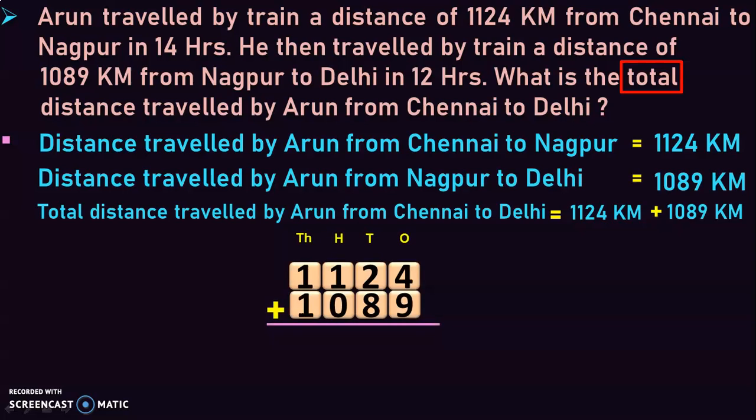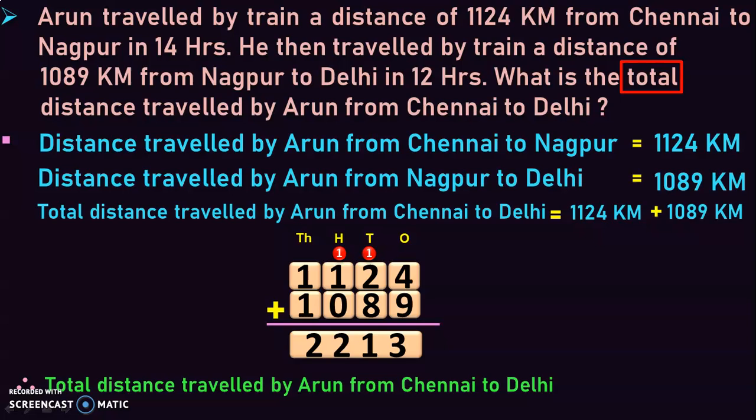Let us begin by adding from ones place. 9 plus 4 is 13. 3 carry over 1. 1 plus 2 is 3 and 3 plus 8 is 11. 1 carry over 1. 1 plus 1 is 2 and 2 plus 0 is 2. And in the thousands place you have 1 plus 1, 2. So the total distance travelled by Arun from Chennai to Delhi is 2213 kilometers.